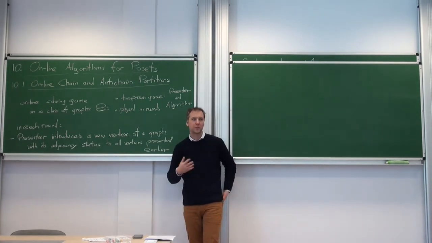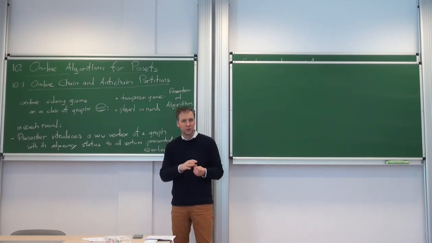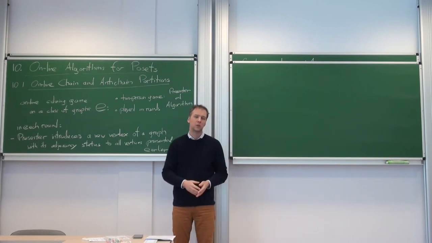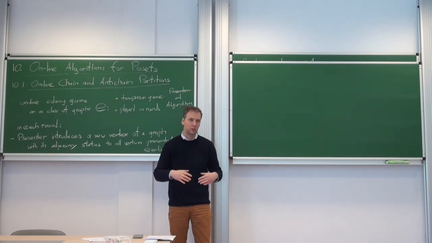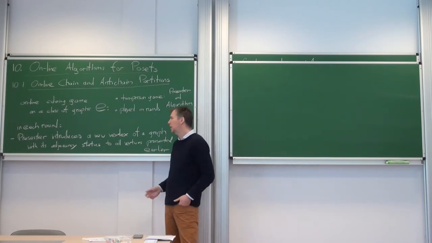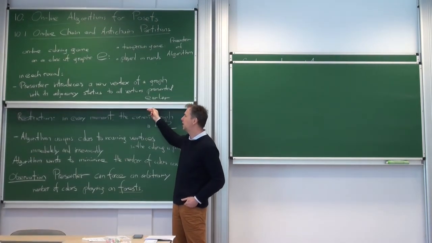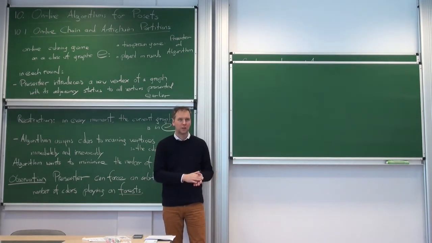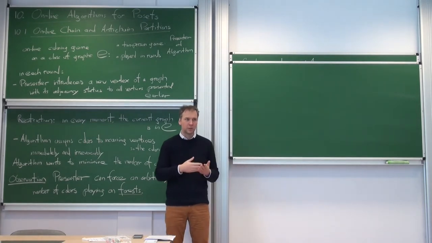In each round, the presenter introduces a new vertex together with all its adjacency status to the vertices already presented before, so you know the neighborhood, and no edges will be disclosed later. You know everything about this vertex with respect to the past, and the only restriction is that all the time the presented graph should be in the class. So if, for example, we are playing on interval graphs, it has to be an interval graph all the time.